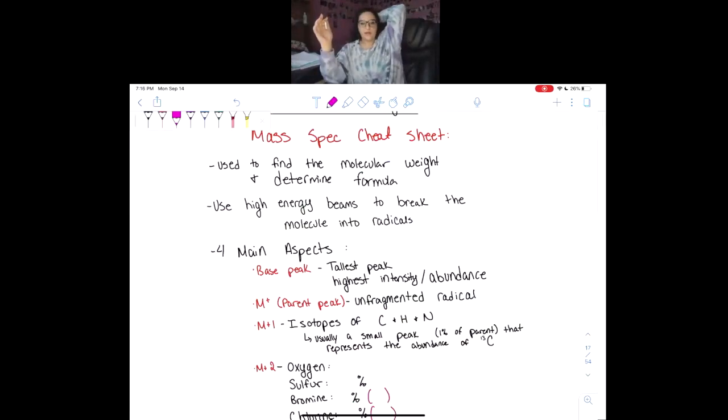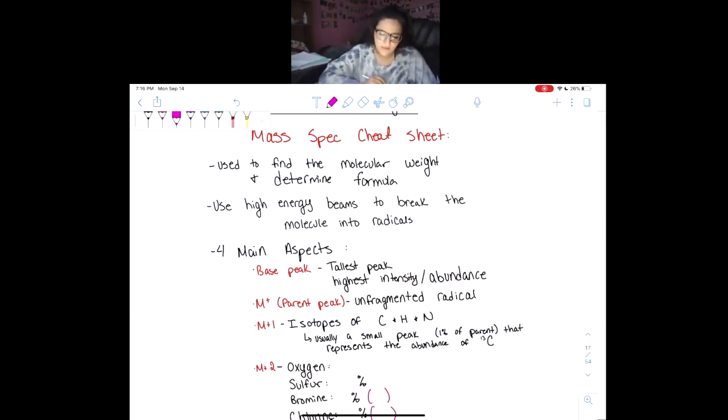Someone has requested that we cover Mass Spec, so let's get to it. We are actually going to do Mass Spec now, and I'm going to give you something that I like to call a Mass Spec cheat sheet, so it's everything you need to know about Mass Spec on one page.